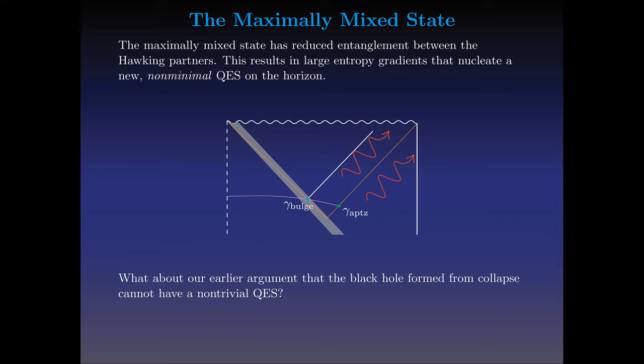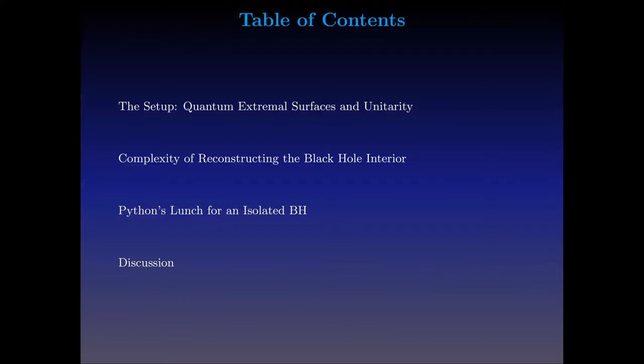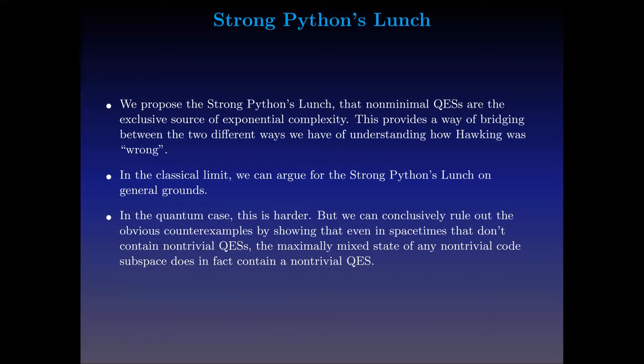The reason that this circumvents the earlier argument that you can't have a quantum extremal surface in these one-sided black holes formed from collapse is that disentangling these modes actually results in back reaction. If you evolve backwards, it results in back reaction that produces a white hole singularity. And so for this surface, there's actually a past event horizon that prevents you from ever communicating to the asymptotic boundary with that surface. All right, so we proposed the strong Python's lunch proposal: non-minimal quantum extremal surfaces are the exclusive source of exponential complexity.